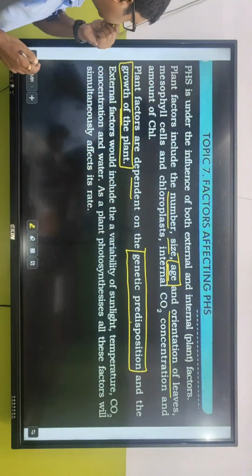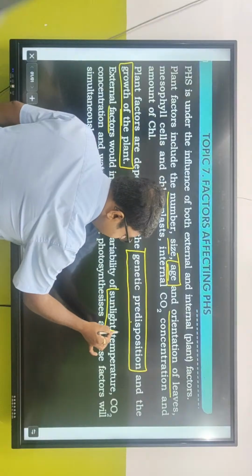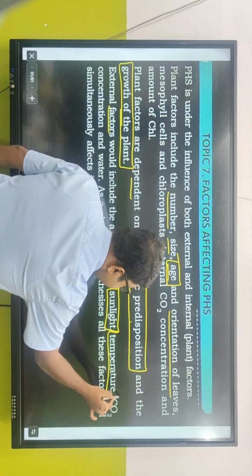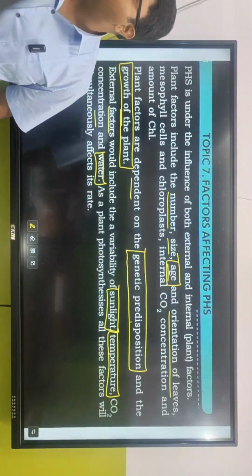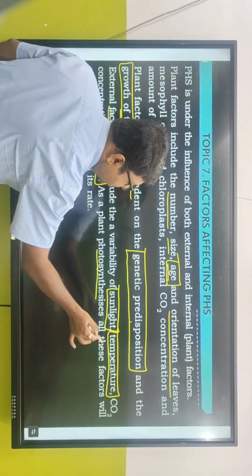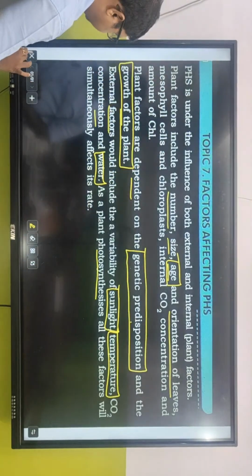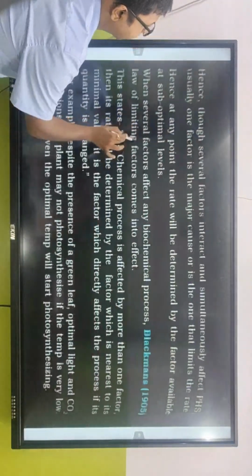So these internal factors depend on genetic predisposition. External factors would include the variability of sunlight, temperature, carbon dioxide concentration, and water. So there are 4 factors which are external factors. As a plant, all these factors will simultaneously affect the rate of photosynthesis.